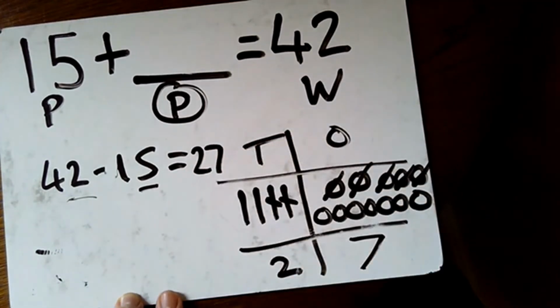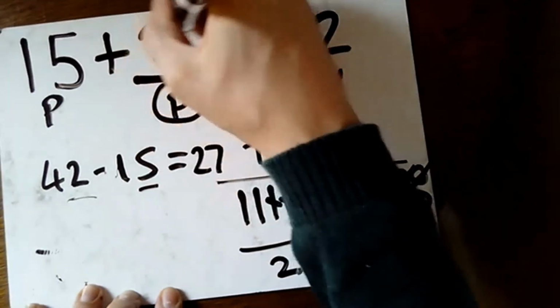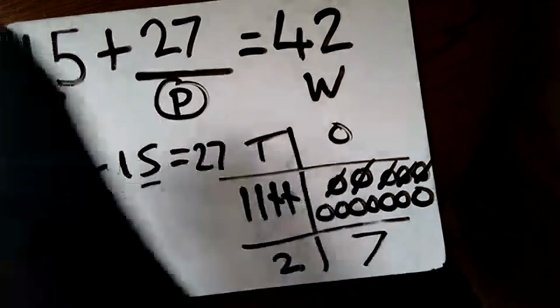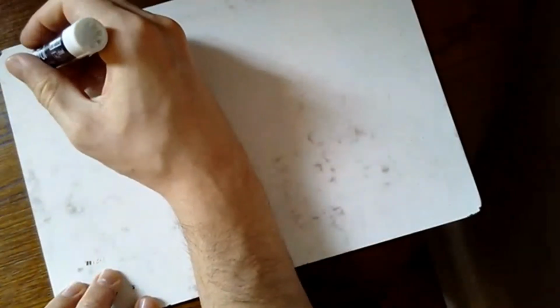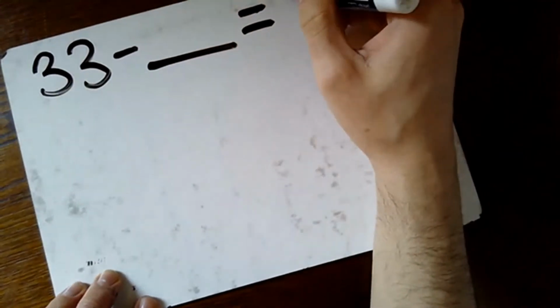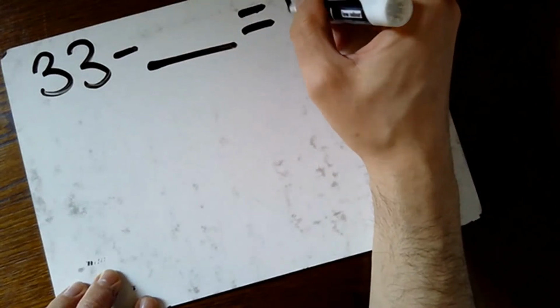But what that does mean is 15 add 27 equals 42. Okay, I just wanted to give you exposure to that. So when you have those missing numbers, always think, what do you know? Do I know a whole? Do I know a part? Do I know both parts? Last one, 33 subtract some number equals, let's go with 18.